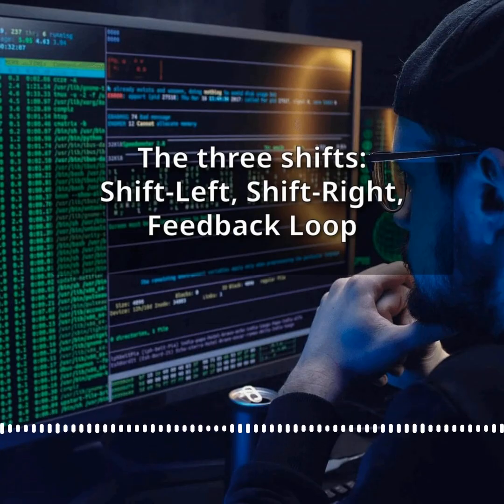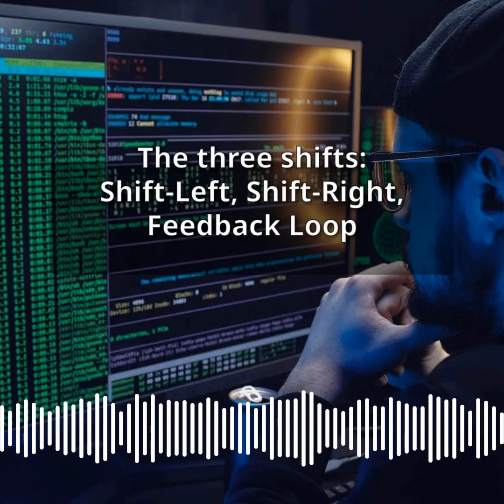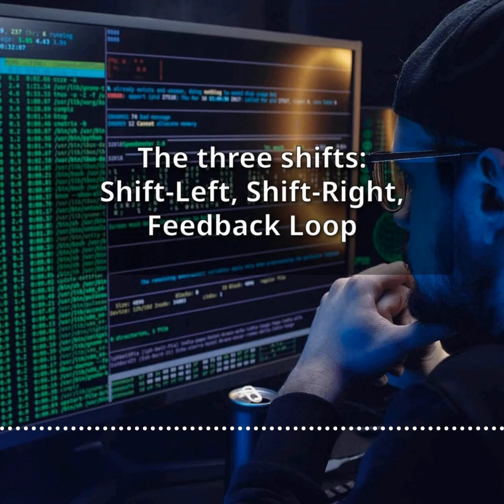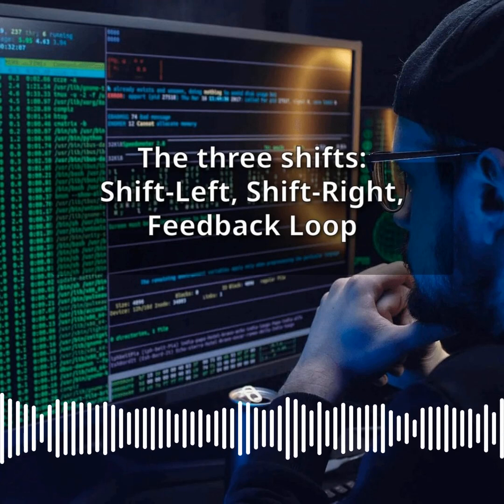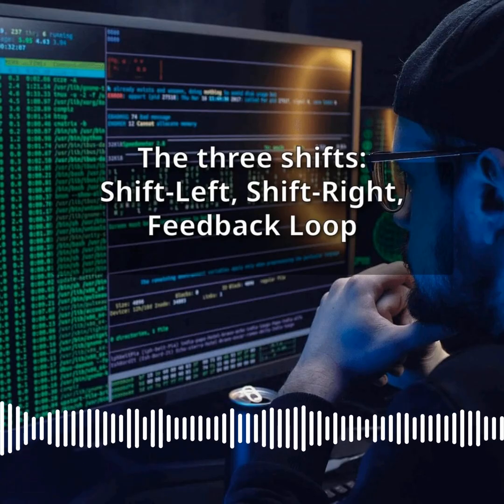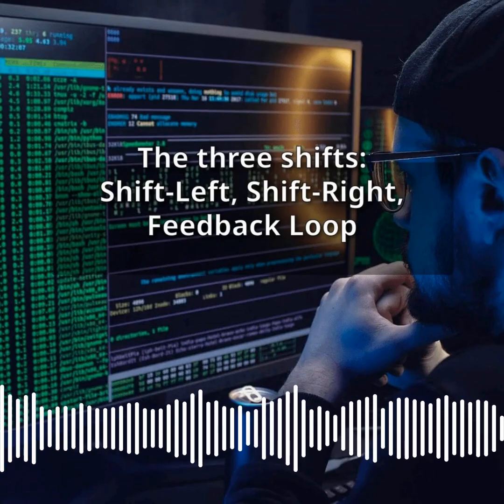Security is not a phase, not a team, not a final gate. It is a continuous practice woven into every stage of building, deploying, and operating software. For a DevSecOps specialist, mastering these three shifts means being able to identify, at any point in a project, where a given security activity belongs, how it connects to other activities, and how information should flow between stages to make the whole system more resilient over time.